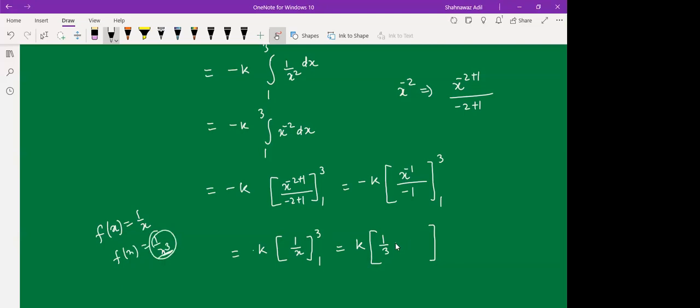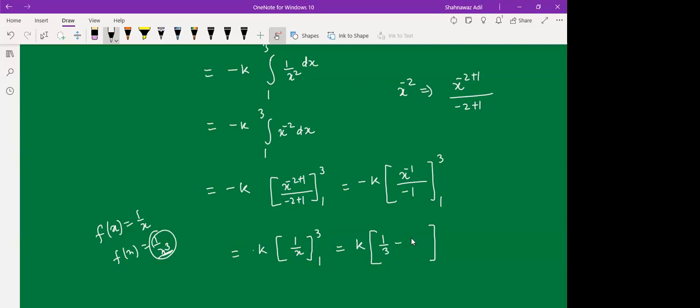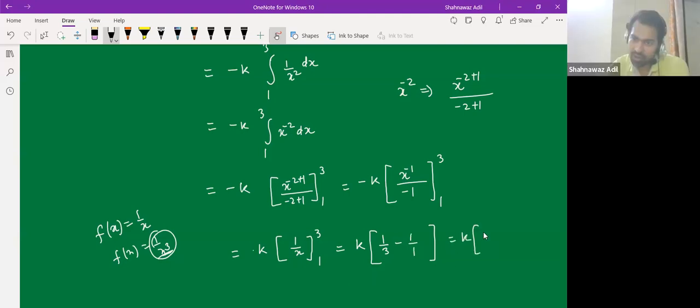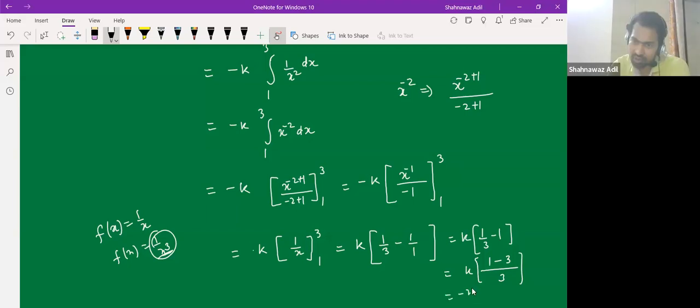So 1 by 3 minus, what is the lower limit? 1. So 1 by 1. So this is 1 by 3 minus 1. So this is 2/3, 1 minus 3. So minus 2/3, minus 2k by 3.